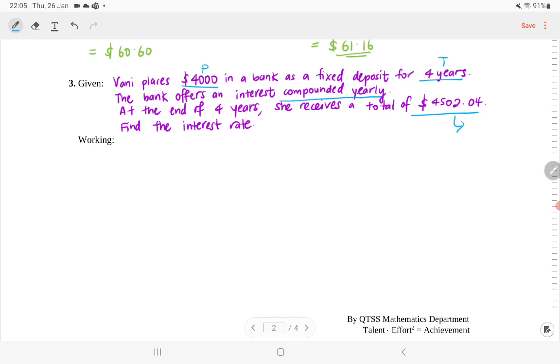So what is this? Is this the interest rate? No. Is this the principal amount? No. This is actually the total amount. That means after the 4 years, this is what she's going to get. So our job is to find out what is R. Okay, so let's write down the formula again.